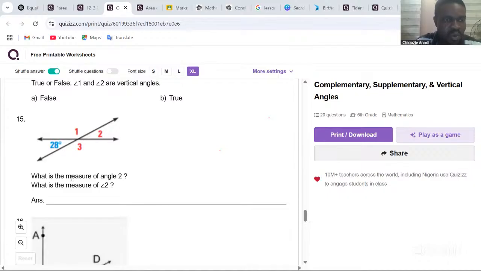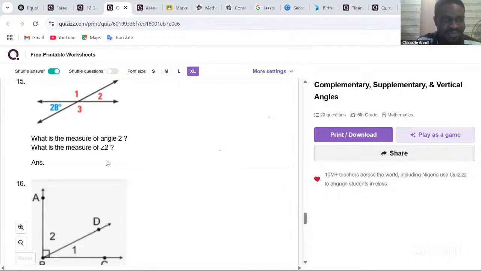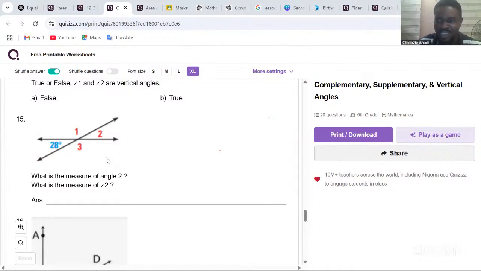It says, what is the measure of angle 2? What is the measure of angle 2, Gerald? What will angle 2 be? I'm not sure. Okay, tell me what you know. I think it would be 2 degrees. It will be 2 degrees? Why do you say 2 degrees? Because it's small.